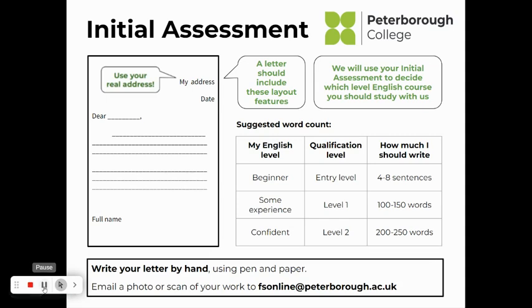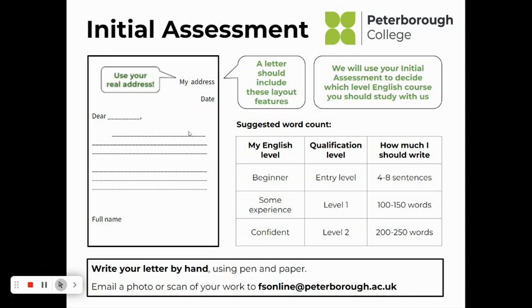All right, so for initial assessments, you're going to have to produce a letter. Now, the initial assessment is our way of determining which level of functional skills English you need to be put on. So it's very, very important that you do the initial assessment. All right, and as I said, this is going to take the form of a letter.